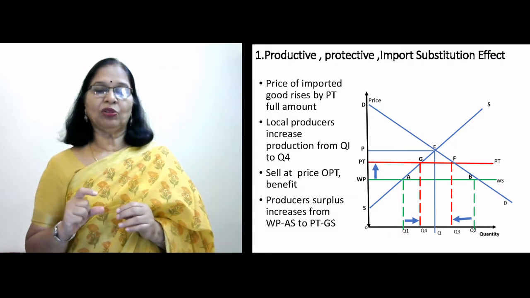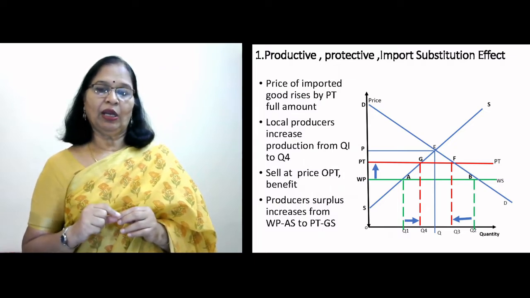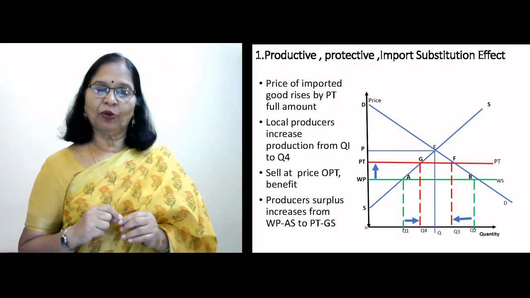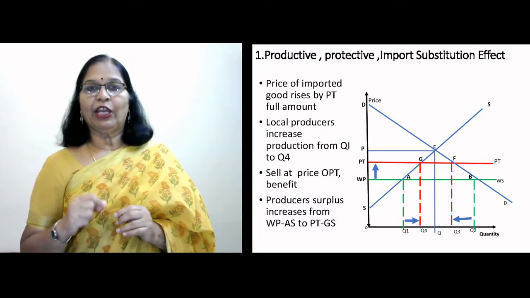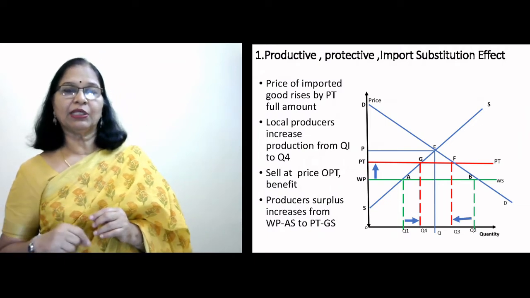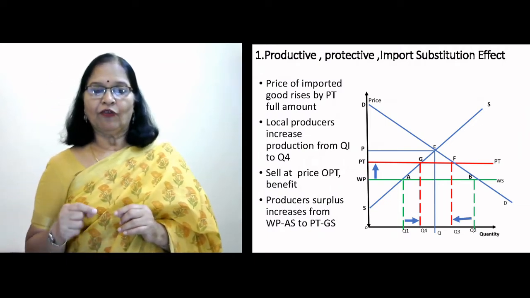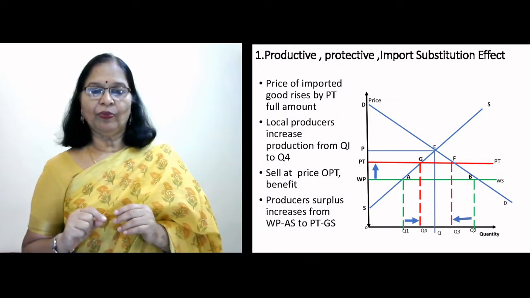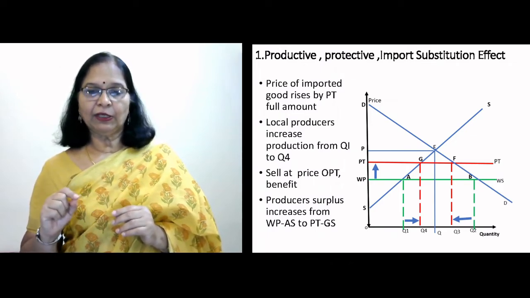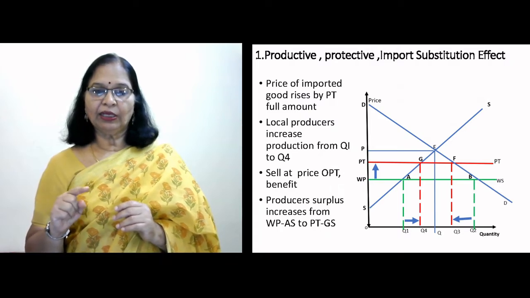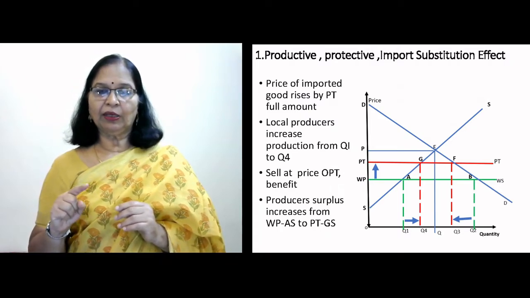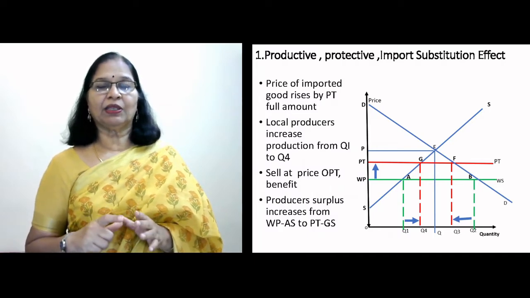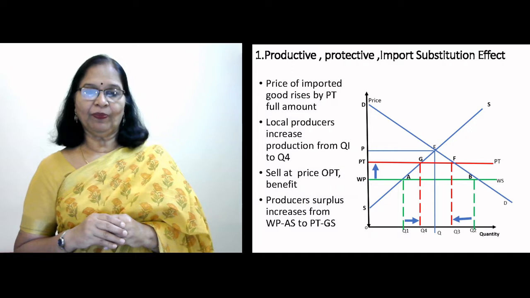That was a very small triangle that was available for the producers because they had lost out in terms of production. Supply had reduced. Now with the increase in supply, the producer surplus also increases from WPAS to SPTG. So the triangle PTGS is the producer surplus after the imposition of the tariff.